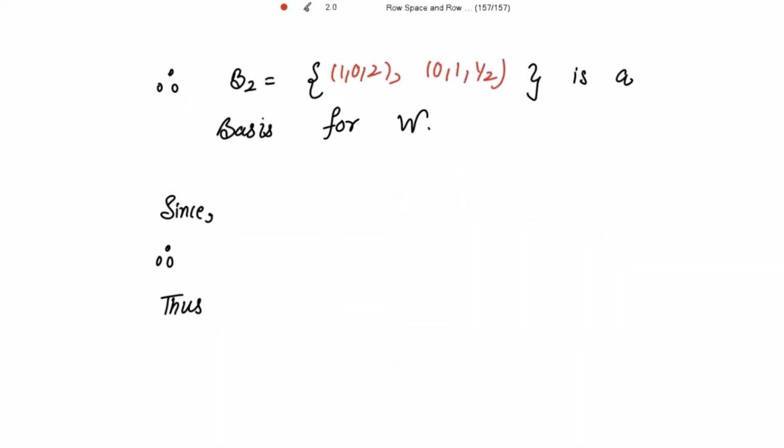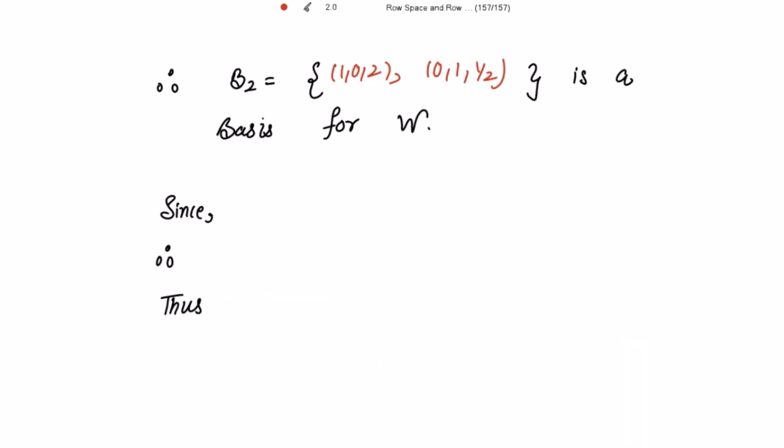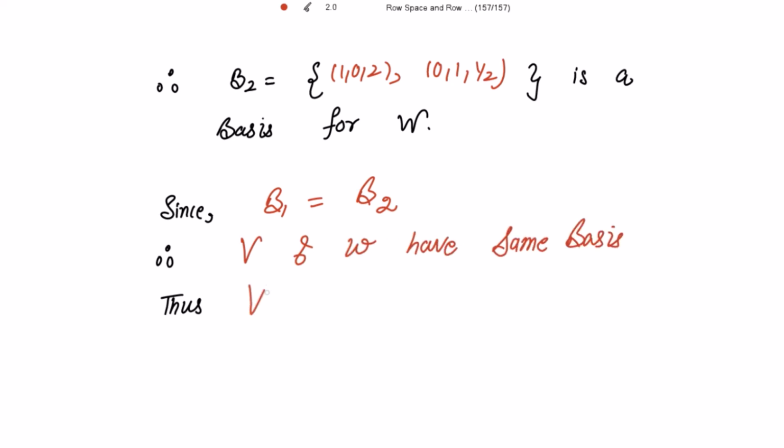Let's check whether these bases are same as that of B1 or not. Yes. The bases for V are 1, 0, 2 and 0, 1, 1/2. And the bases for W are 1, 0, 2 and 0, 1, 1/2. That is same. So since B1, that is the basis for V, is equal to the basis for W, that is B2, therefore V and W have same basis. Thus, both the vector spaces are equal, right? Hence the result. Thank you.